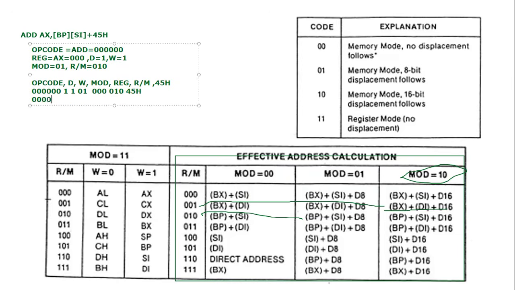Then we will convert: 4 times 0, 0011, then 01, then 01, 00, then 0010, and then 45 hex. So 4 times zeros is 0, 0011 means 3, 0100 means 4, 0010 means 2, and 45 hex. So this is the equivalent hexadecimal machine code of this instruction. I hope you have understood this assembly to machine code conversion.